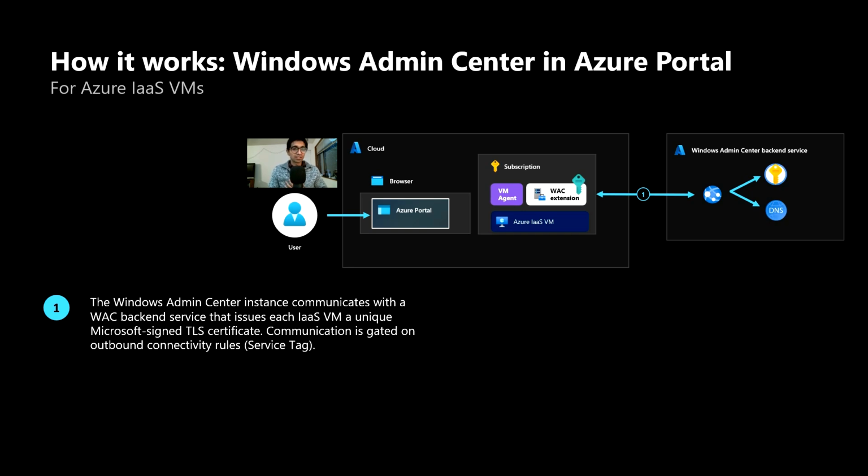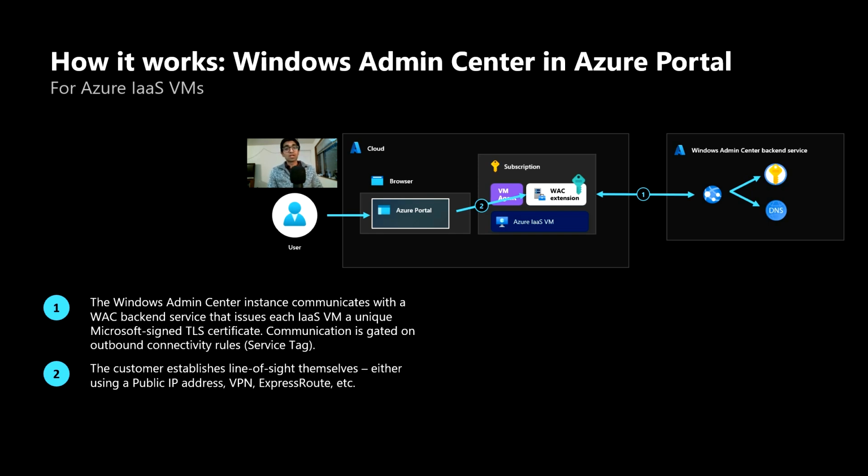So now me as the customer, as I go into the Azure portal and I want to connect to Windows Admin Center, I can connect to Windows Admin Center from Azure as long as I have line of sight from the Azure portal to my VM, either through a public IP address, a VPN, or ExpressRoute. You can now securely connect to your instance of Windows Admin Center that's running on your virtual machine, all with TLS validation.